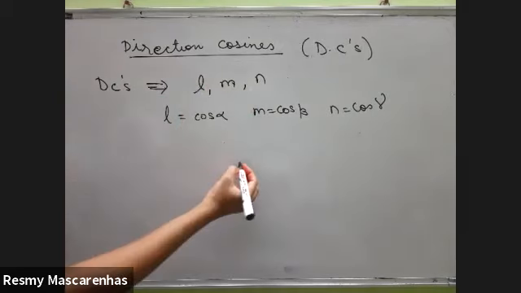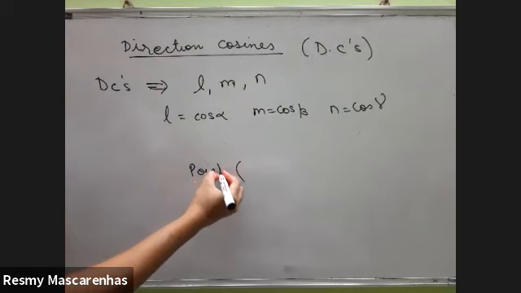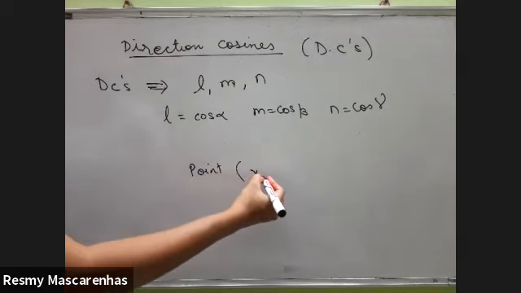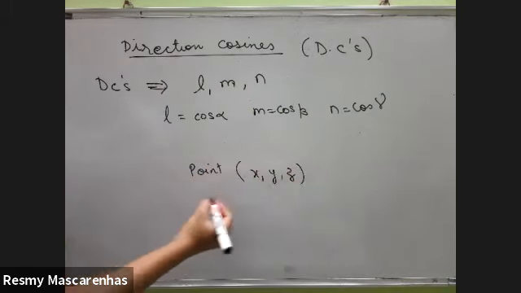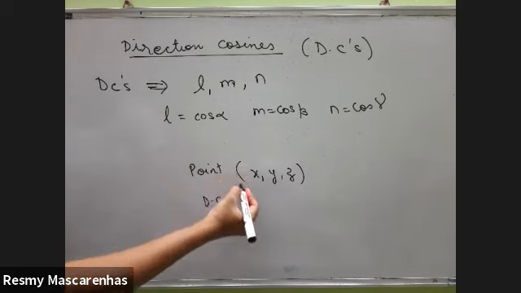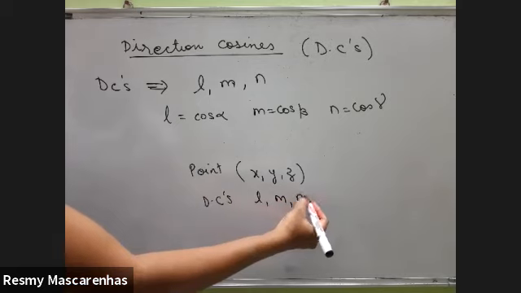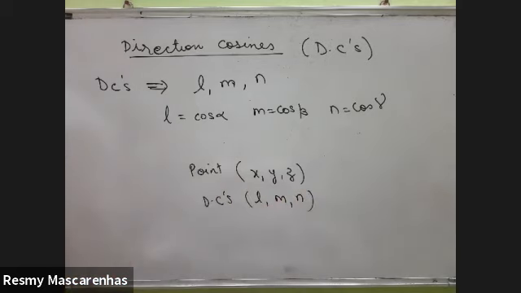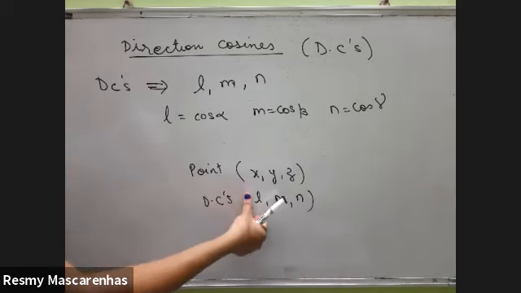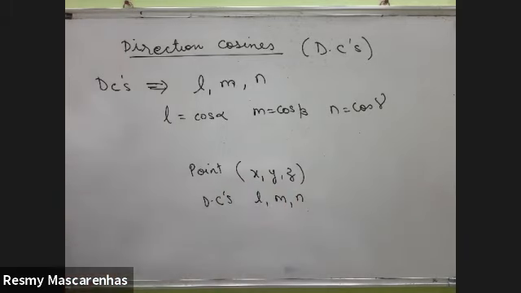How do we write a point? A point we usually put in brackets: x, comma, y, comma, z. Direction cosines will never have brackets. One more thing to clarify: if you put brackets with commas like this, it becomes a point and it will be wrong. So there will never be brackets for direction cosines.